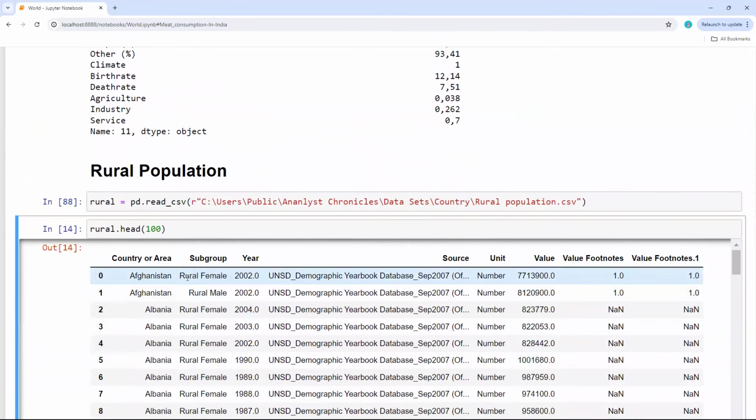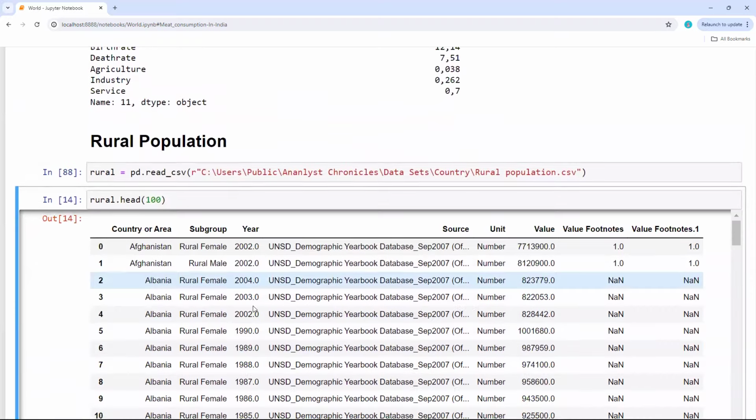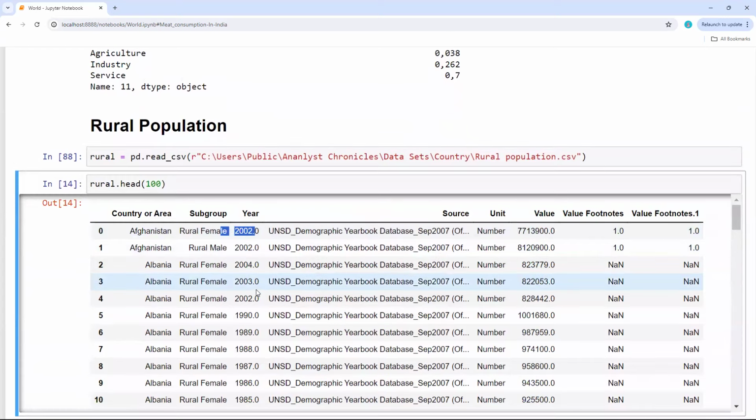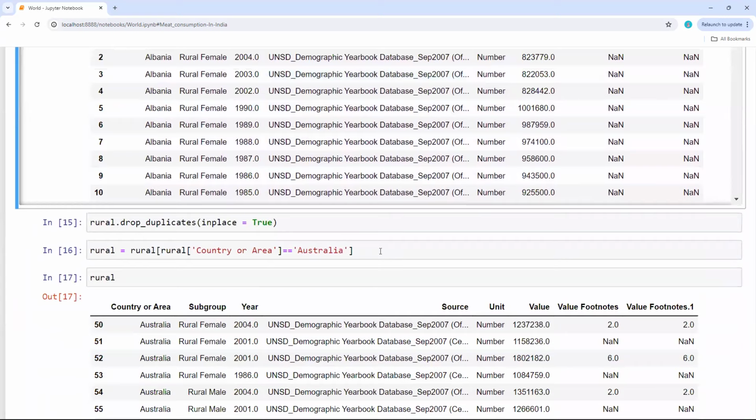So we have the country or area name, then the subgroup. So under the rural, we have rural female, rural male, and these are years. So we have the data till 2004, and for a few countries we have data for 2004, and for a few countries other years. So here you can see for Afghanistan we have the data for 2002 only. So let's have a look at Australian rural population, and this is for Australia.